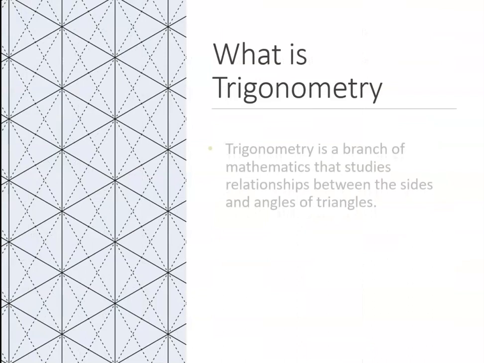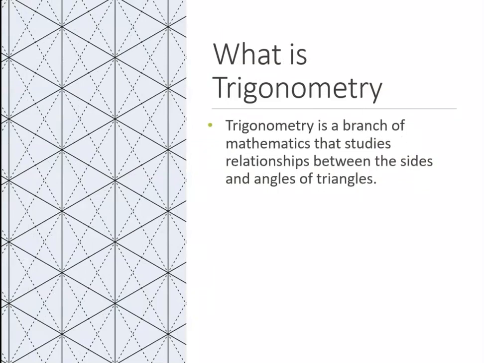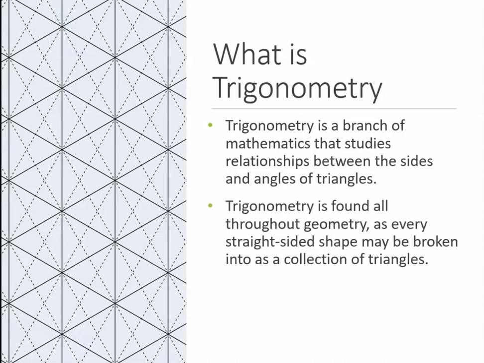What is trigonometry? Trigonometry is a branch of mathematics that studies relationships between the sides and angles of triangles. So trigonometry is all about lengths and angles of triangles. You know, you guys love to say, you angle triangle that? I hope that you angle triangle this. Trigonometry is found all throughout geometry, as every straight-sided shape may be broken into a collection of triangles.